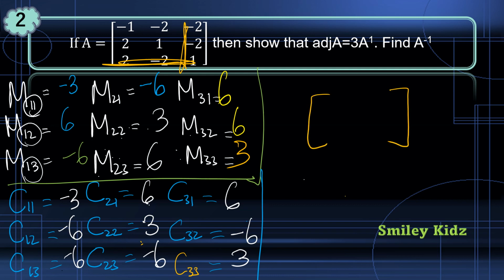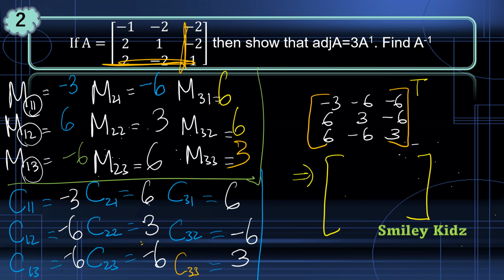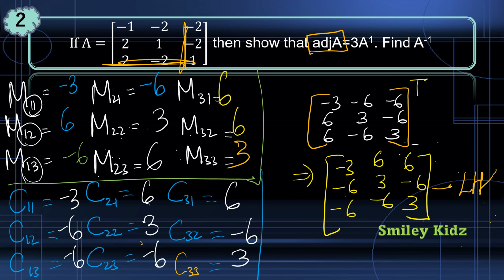Now let's build the cofactor matrix. Fine, this is minus 3, minus 6, minus 6. 6, 3, minus 6. 6, minus 6, 3. Now the transpose of this matrix will give us what? It's adjoint, isn't it? Now, let's take out its transpose. That is minus 3, minus 6, minus 6. 6, 3, minus 6. 6, minus 6, 3. This is the adjoint of A. That is the LHS part of the question. Let me mark this as LHS.